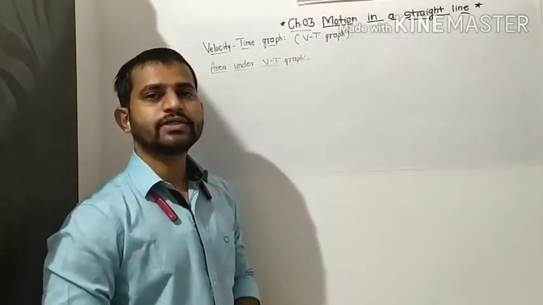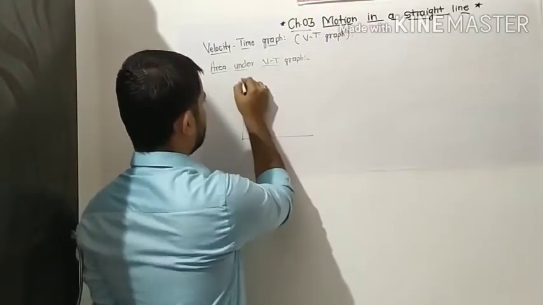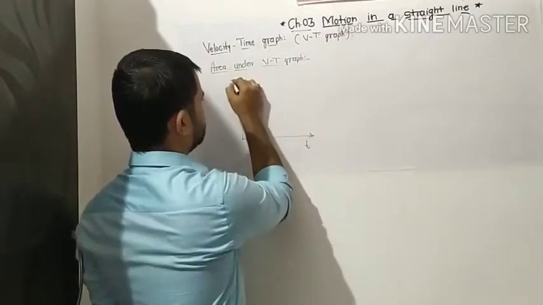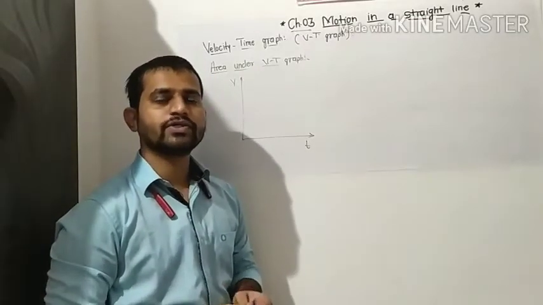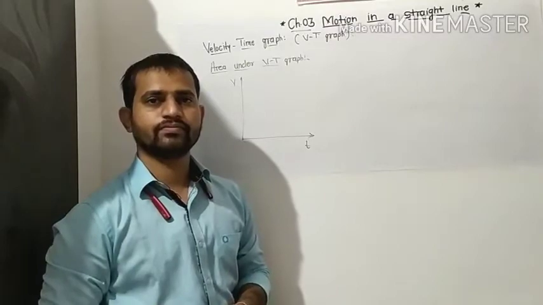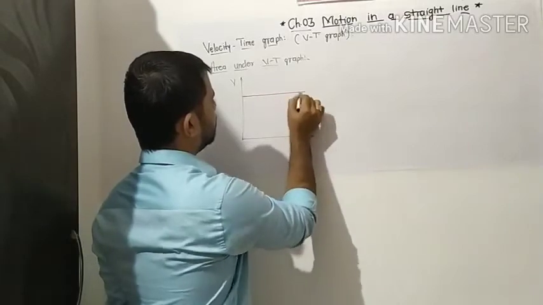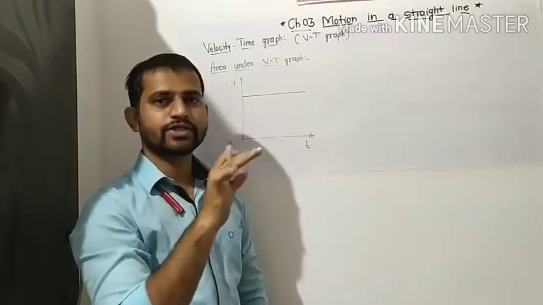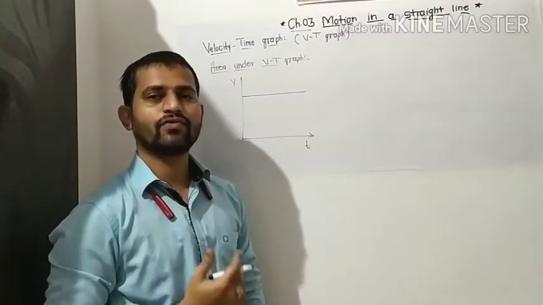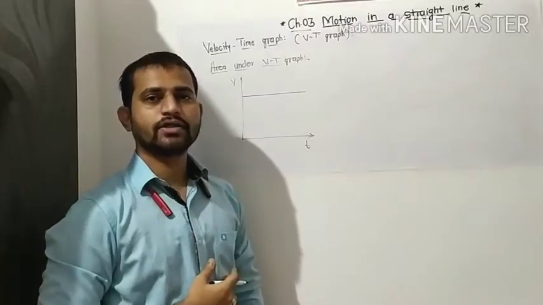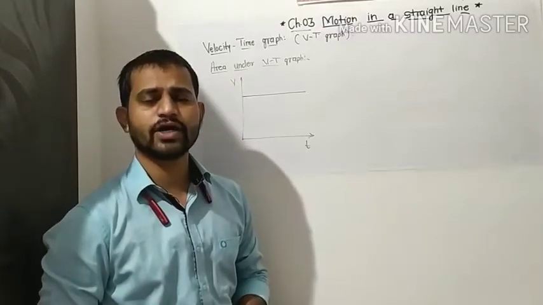Okay, so if we consider the VT graph, this is the velocity, this is the time. Then in this case, if we draw a line for a uniform velocity, we will get one curve like a straight line. So in this case, if we have to find out the area under this curve, what is the process to find out the area?